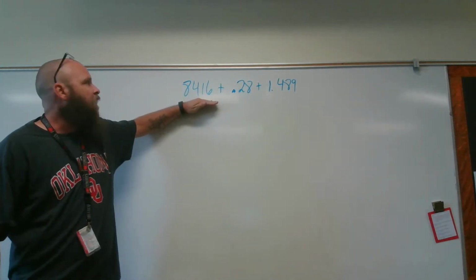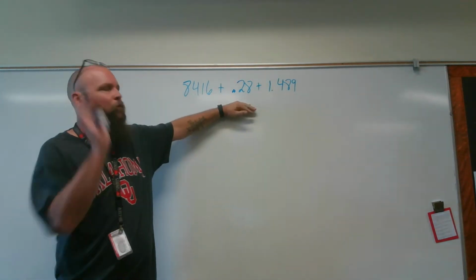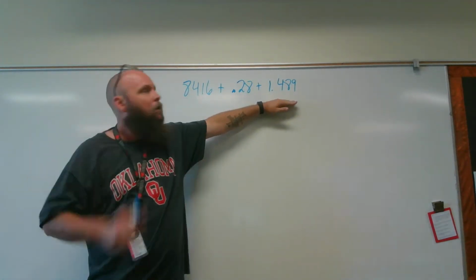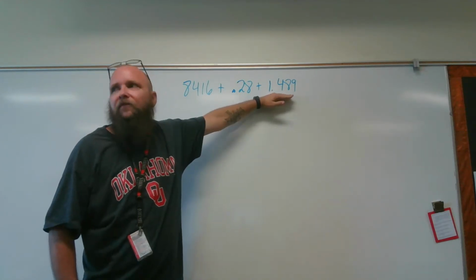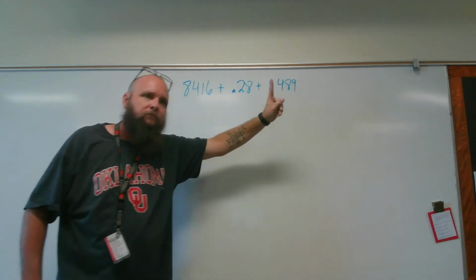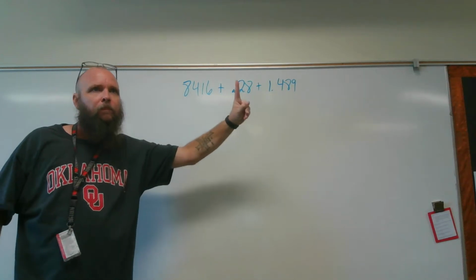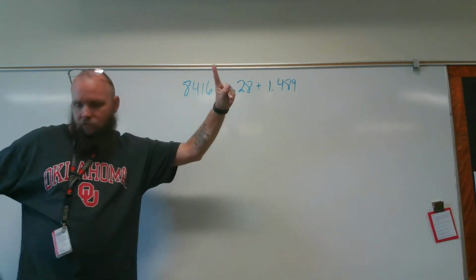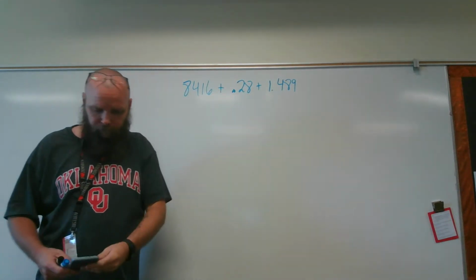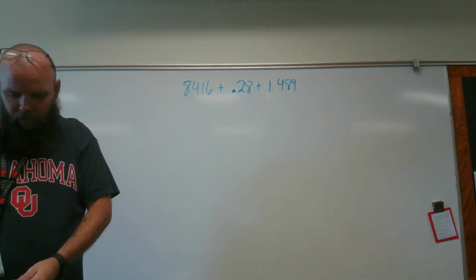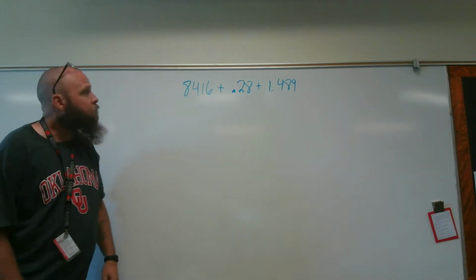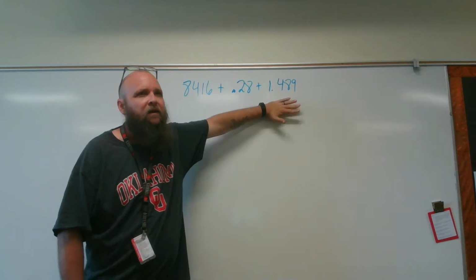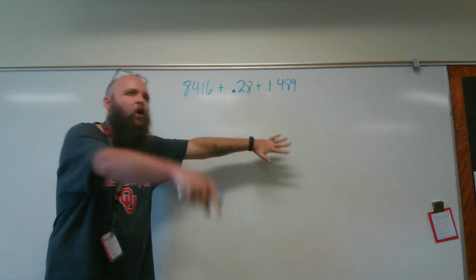Okay, so we have 8,416. We're adding less than 1, so we're not going to worry about this. What about this one? Jay. 1 and 489 thousandths is close to... Close to what? 1. So if we have 8,416 and we're adding about 1, my answer should be somewhere around what, Jay?